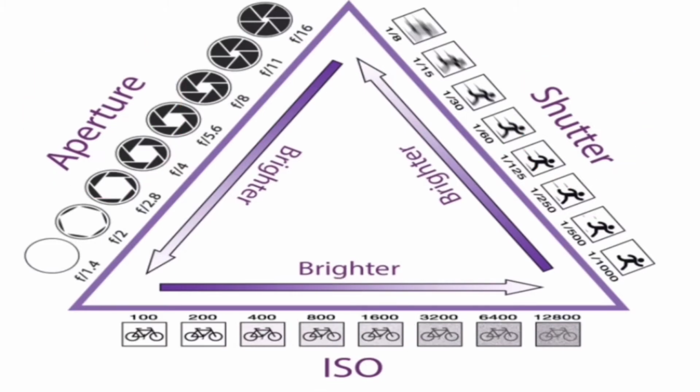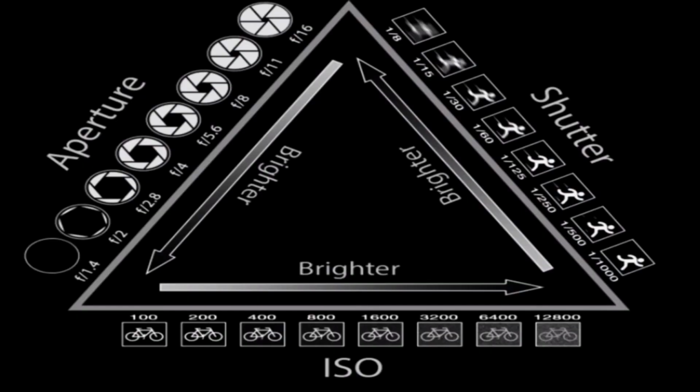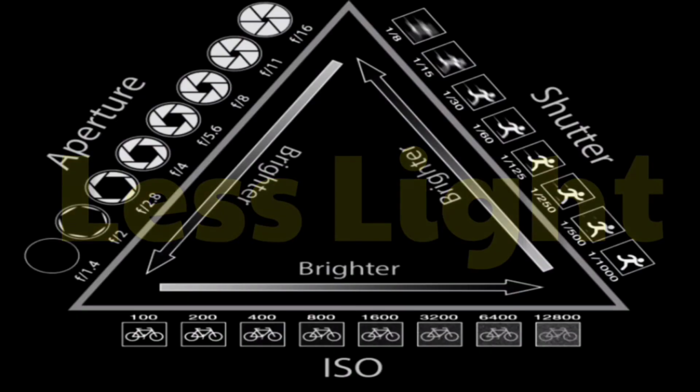You can control the aperture by calibrating the lens of your camera. The bigger the opening of the lens, the more light will enter in the camera. The aperture is measured in f-stop. The larger the f-stop number, the smaller the opening is, and therefore, the less light it lets into the camera.